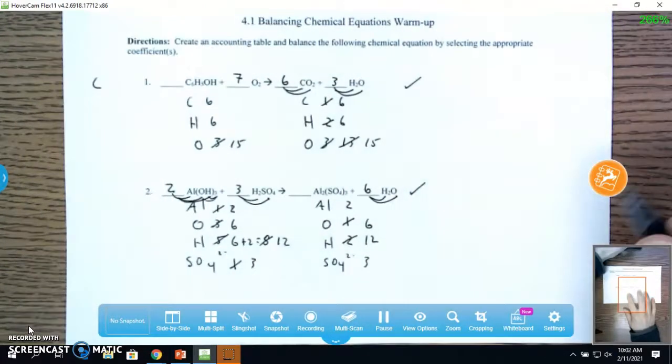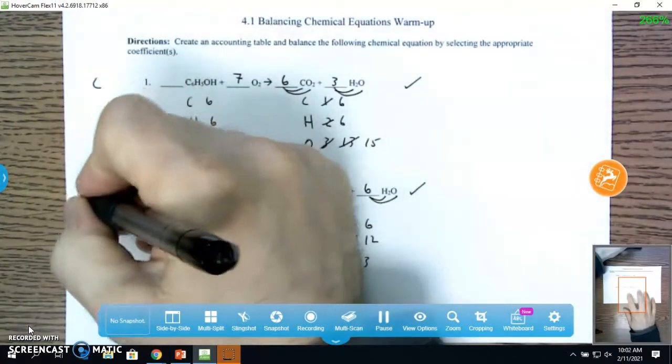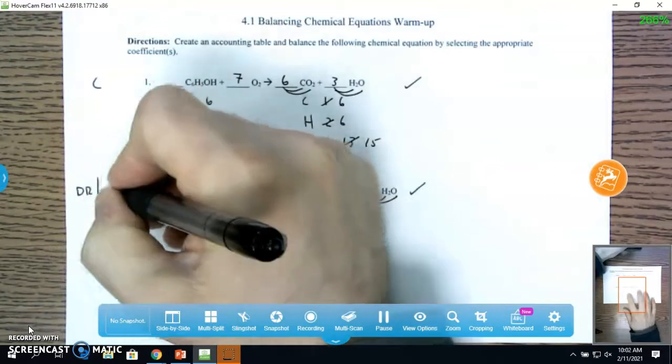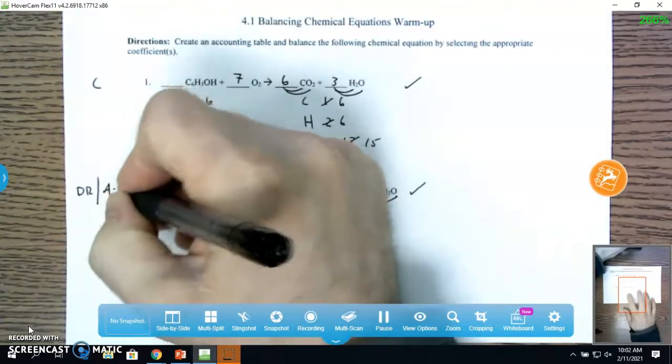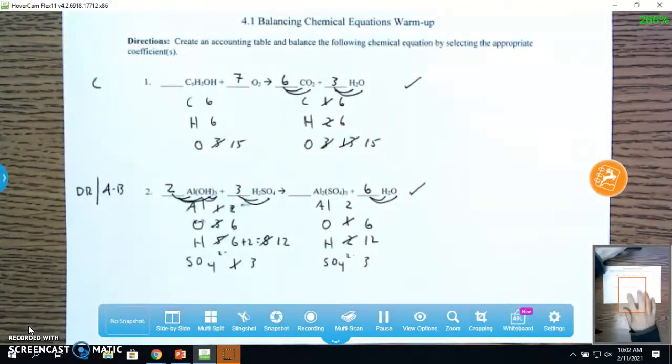So again, that's balanced. You could call this a double replacement reaction, but you could also call it an acid-base reaction as well.